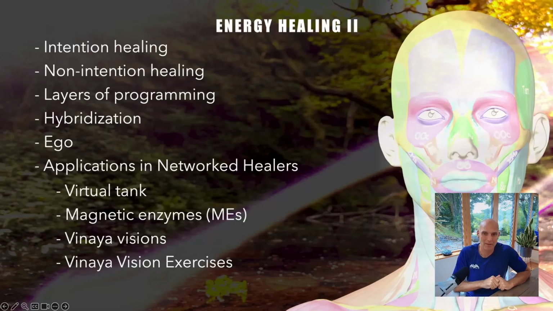So we talked a bit about the layers of programming and how the lower mind is capable of adding a certain amount of programming to those magnetic enzymes, and how the higher mind can actually add a whole load more and therefore can be much more powerful healing. We talked about hybridization. Hybridization is the getting closer of the lower mind and the higher mind over spiritual evolution over many incarnations, and how lower mind healing versus higher mind healing can be expressed as a percentage.